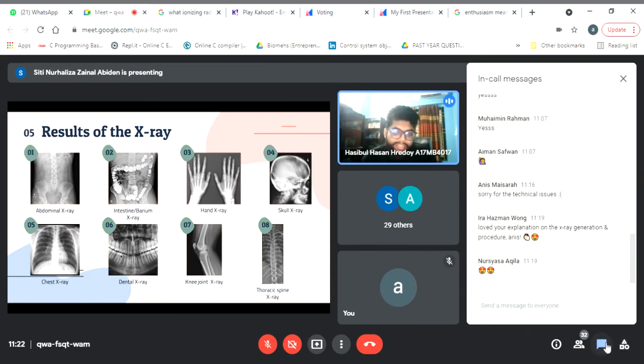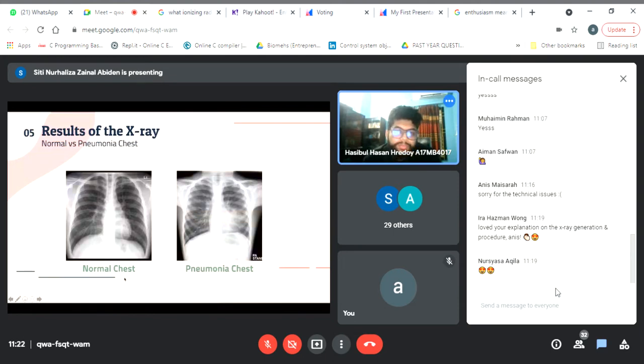The next picture is of the knee joint X-ray. You can see here the bone part and the skin, fat. And the last image is of thoracic spine. Actually, this image is of your whole spine, I can see here. Next slide.